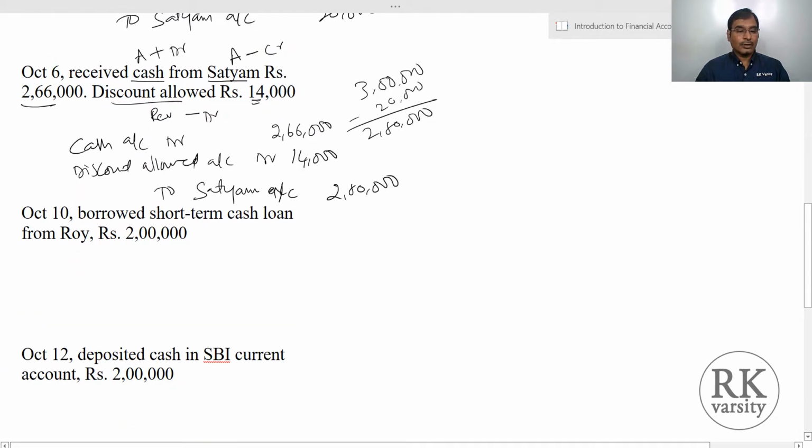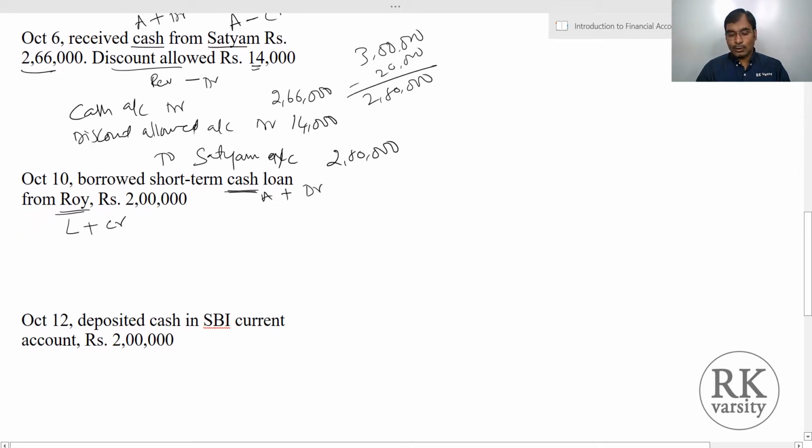Next, on October 10th, borrowed short-term cash loan from Roy, rupees 2 lakhs. So here two accounts. One is cash, which is an asset, and from whom you borrowed, Roy, this is a liability because you have to pay him. So there is an increase in asset and also an increase in liability. Increase in asset is debit and increase in liability is credit. So we write the transaction as cash account debtor to Roy account, and the amount is 2 lakhs.